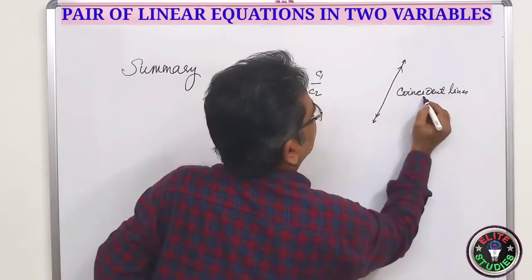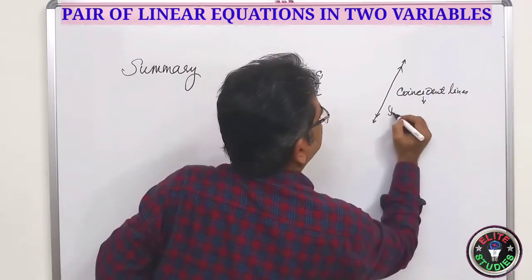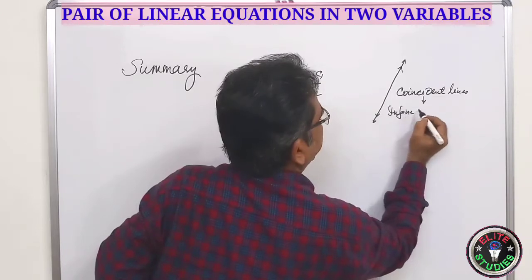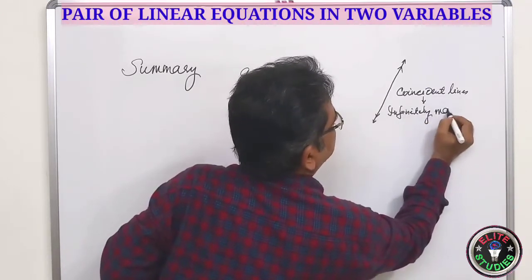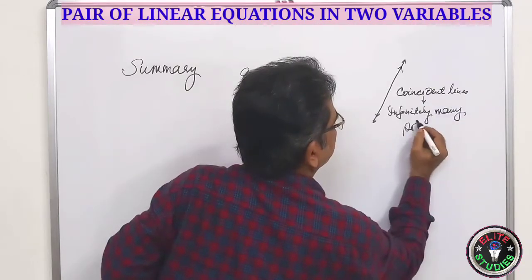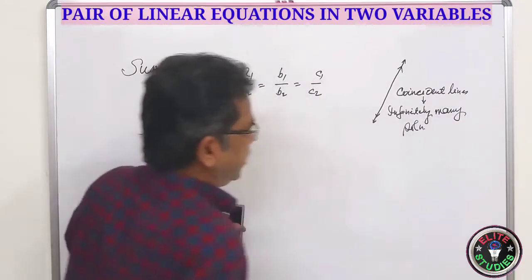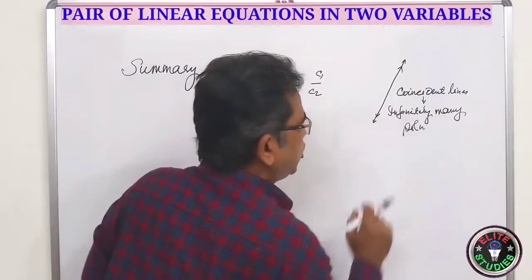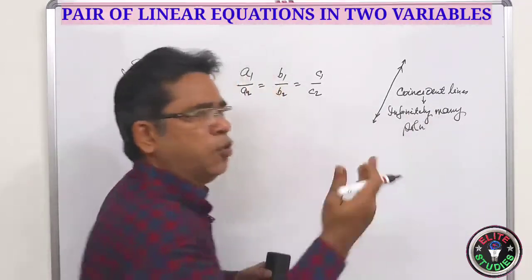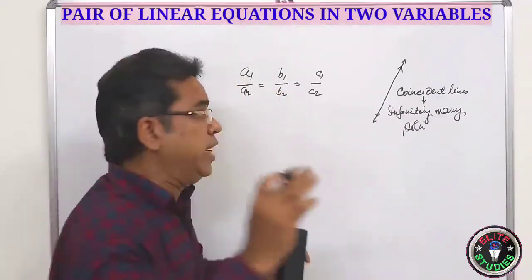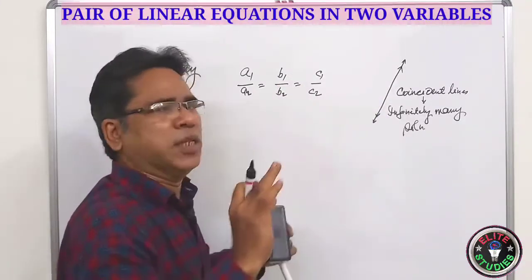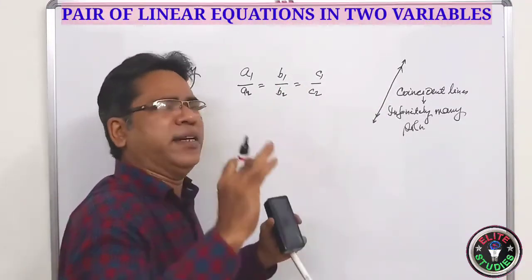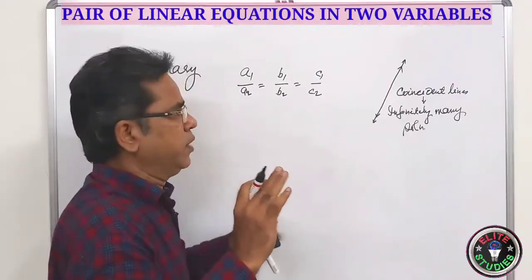Coincident lines. So you will have infinitely many solutions. Infinitely many solutions means what? Many solutions means more than one. It may be 2, 3,000, but infinitely. There is no end to it. Don't think that it is 1,000; it may be more than that. Infinite solutions in this case.